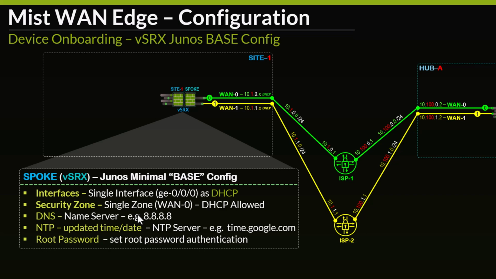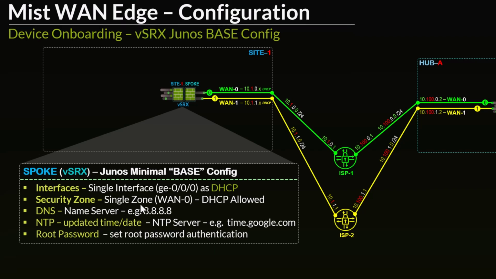Since the device will reach Mist Cloud using FQDNs, you need the DNS name server configured. It's also very advisable to have an NTP server, which makes sure that your time and date are synchronized. In my lab I'm using time.google.com as my NTP server, but if you have local NTP servers, you can use them as well. And obviously a root password, just to make sure that we can commit configuration on this device.